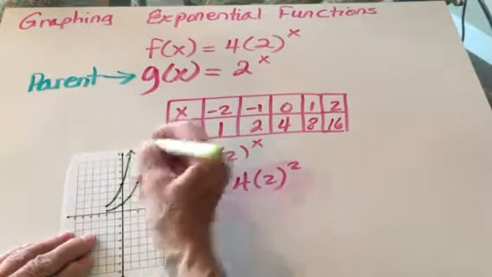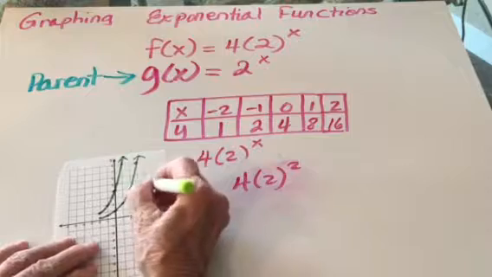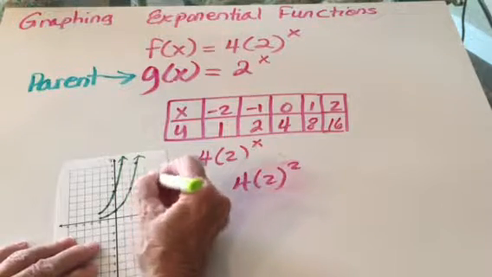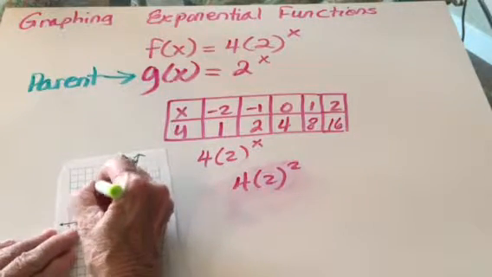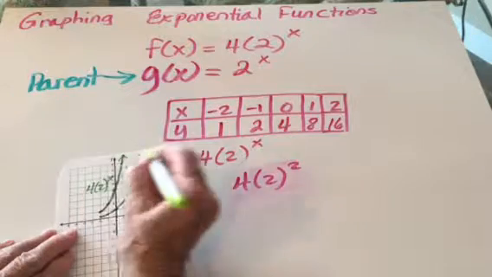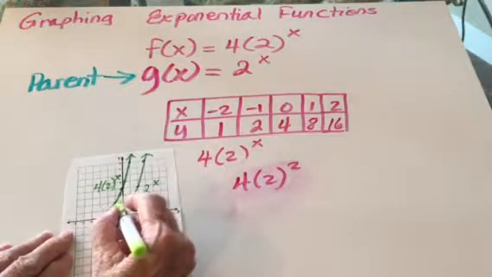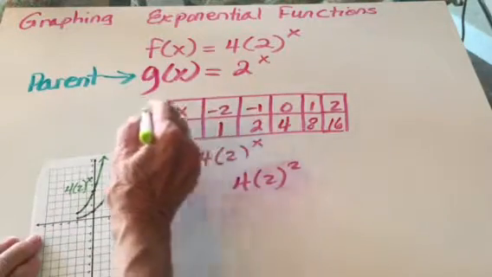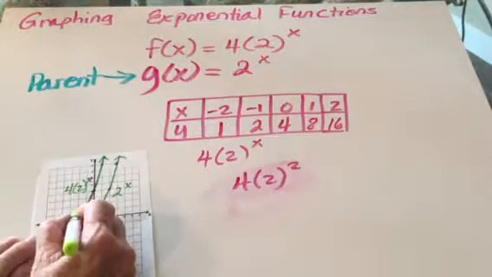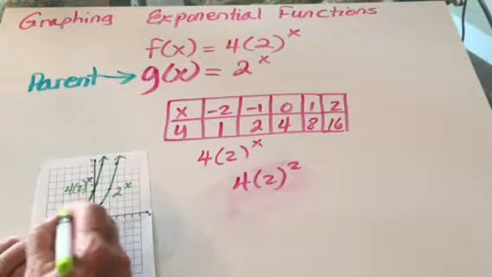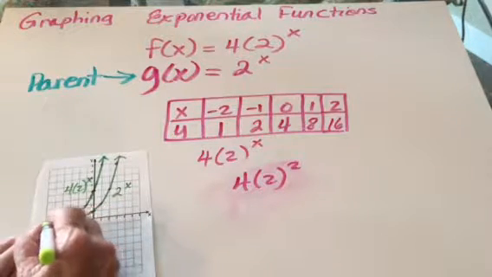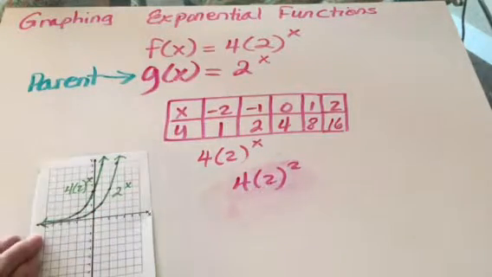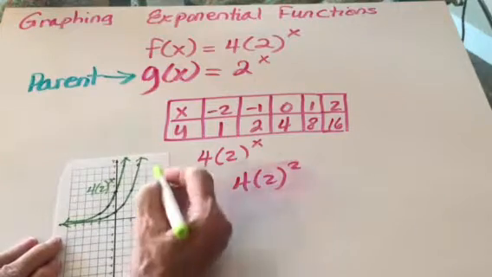I should have done this in a different color. This is the parent function. This is 2 to the x power, but this is 4 times 2 to the x. Now, you can see what's happening here. And by the way, if I went -3, -4, -5, this line would keep coming down here like this and go like this. And this line is doing the same thing. Okay? And that's what it does.